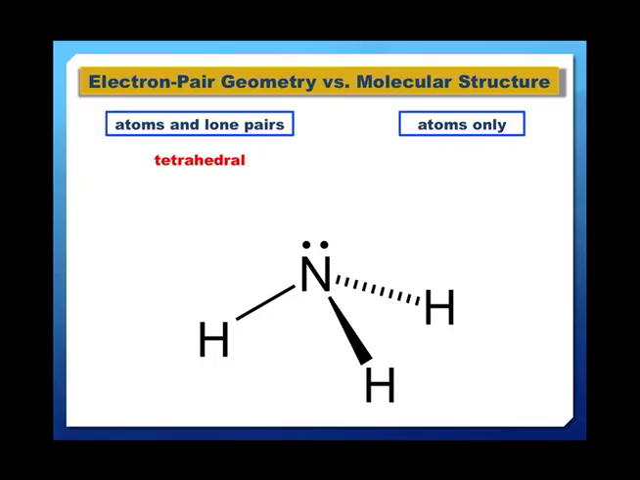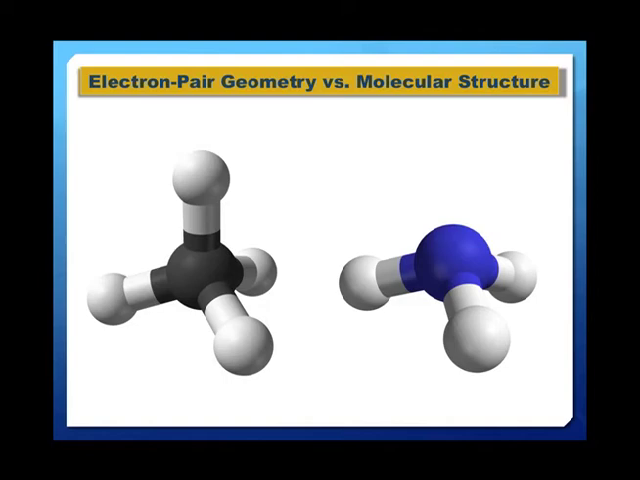But the lone pair is not included in the molecular structure. We give this molecule a different name when it comes to the molecular structure. We will call it trigonal pyramidal. Let's compare methane and ammonia in order to see that there are similarities in the orientation, as they have roughly the same bond angles, but they certainly have different shapes because of the differing numbers of atoms.